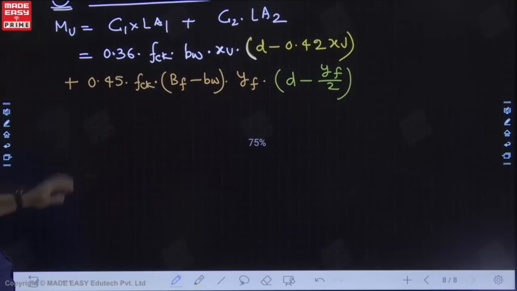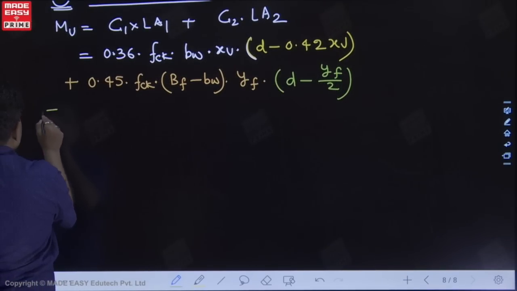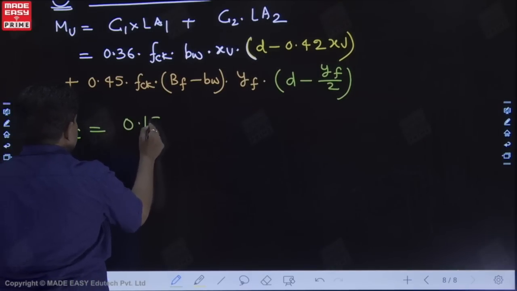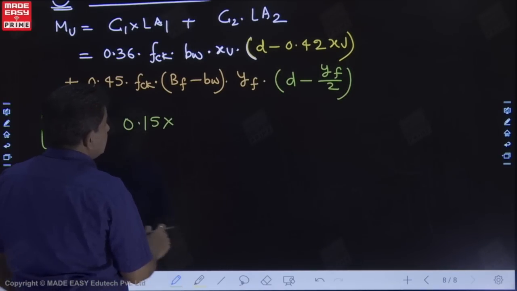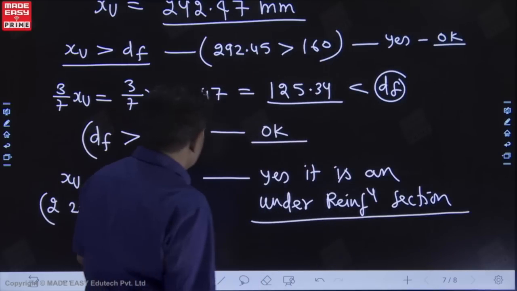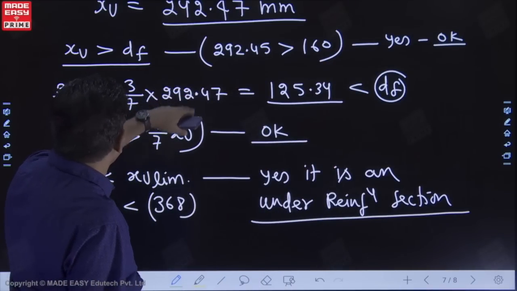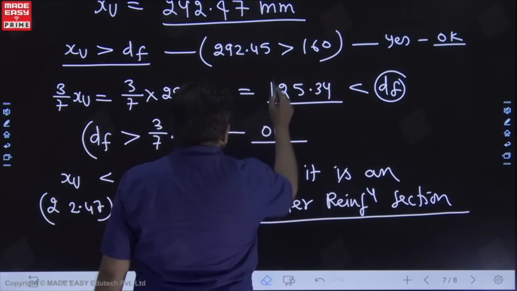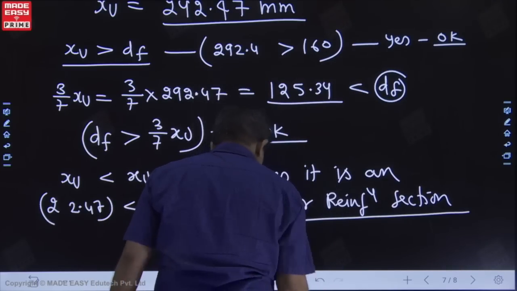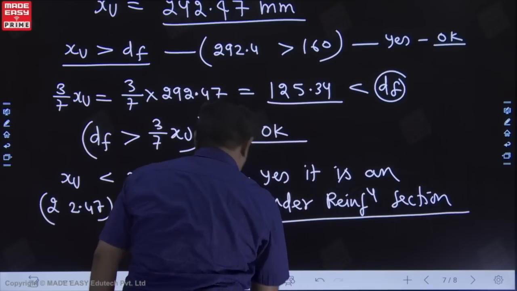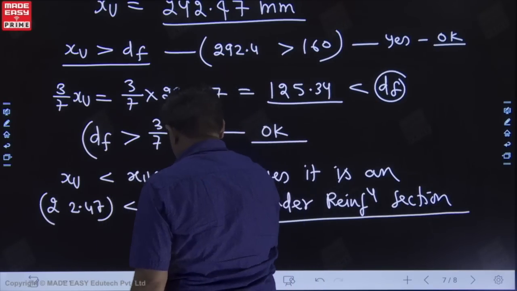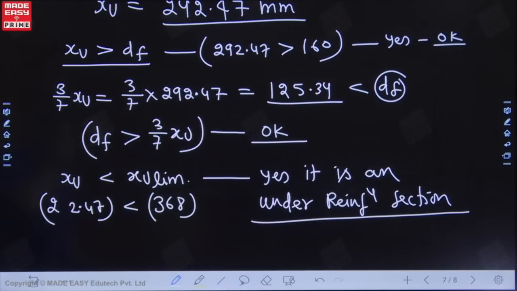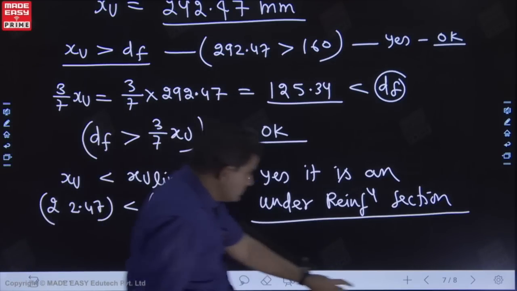So let me write the formula. Here first calculate the value of YF. YF is equal to 0.15 into XU. What is XU that we have calculated? XU is 292.47. Here this is written 45, we can change it. 292.47, it's okay. So let's use this value here.